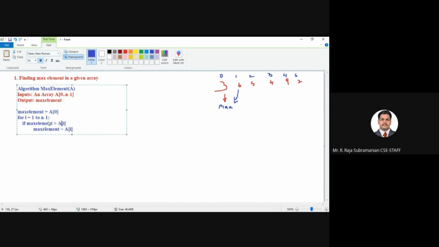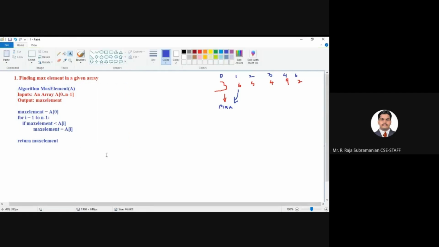Sorry, if max element is less than, I'm sorry, right? If max element is less, then I have to make the new element a of I the max element, because a of I is greater than the max element. So the current max element will be replaced by the new max element, that is a of I. Once this for loop is repeated again and again, the end of the for loop will give me the final max element, which I will return, right?